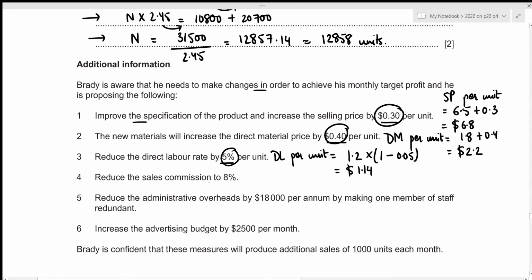Then we need to reduce the sales commission to 8%. Previously, it was 10% of the sales revenue. Now it is only going to be 8%. Then we need to reduce the administrative overheads by 18,000 per annum by making one member of staff redundant. So this is the rate per annum, but remember that we are only talking about the per month production, right? So let's figure out the amount that we need to reduce per month. That's just going to be the total amount per annum divided by the number of months, that's 12, which results in the value of 1,500. So we need to reduce 1,500 from the administrative overheads.